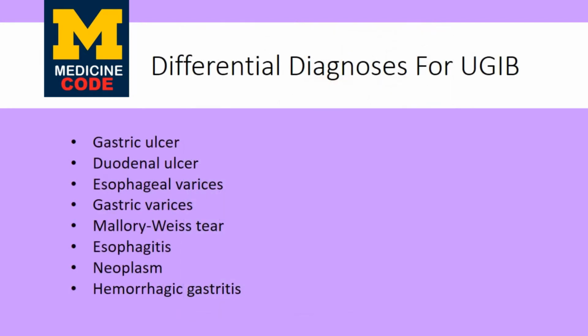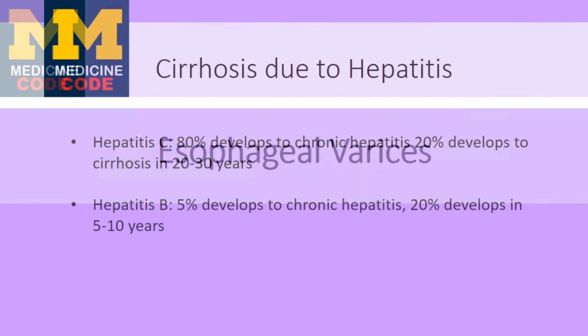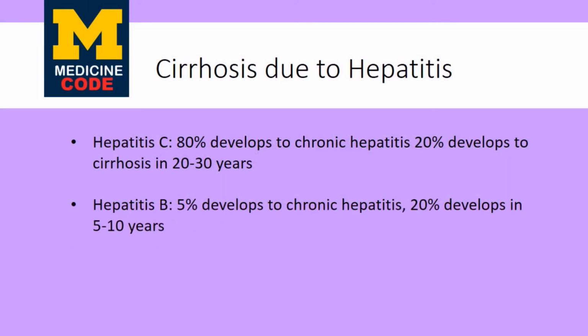Esophageal varices may present as upper gastrointestinal bleeding. Differential diagnoses for upper gastrointestinal bleeding include gastric ulcer, duodenal ulcer, neoplasm and hemorrhagic gastritis. In patients with hepatitis C infection, 80% develop chronicity and about 20% have liver cirrhosis in 20-30 years. In patients with hepatitis B infection, 5% develop chronicity and 20% develop liver cirrhosis in 5-10 years.